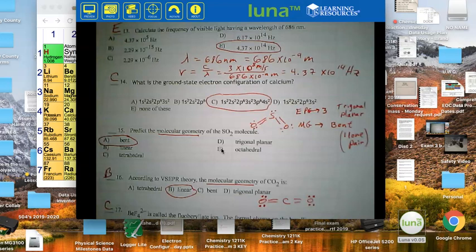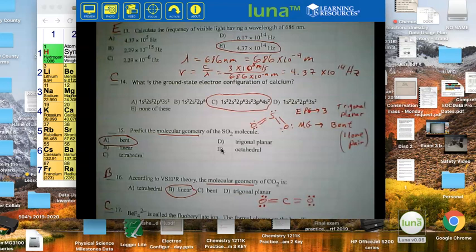All right, so number 15 here said predict the molecular geometry of the SO2 molecule. And so the first thing you need to do is to draw out the Lewis dot structure. So that's what I did here. Notice there are 8 electrons around each element here. In order to do that, you have to make double bonds between sulfur and oxygen, okay, on both sides. And then sulfur has 6 electrons, so it ends up having a lone pair there.